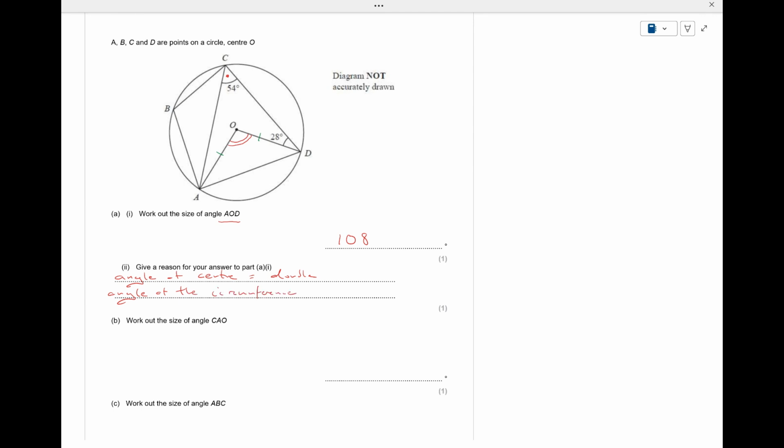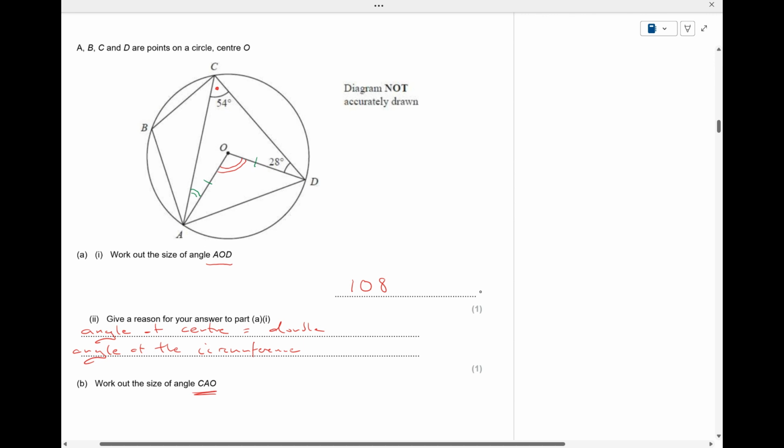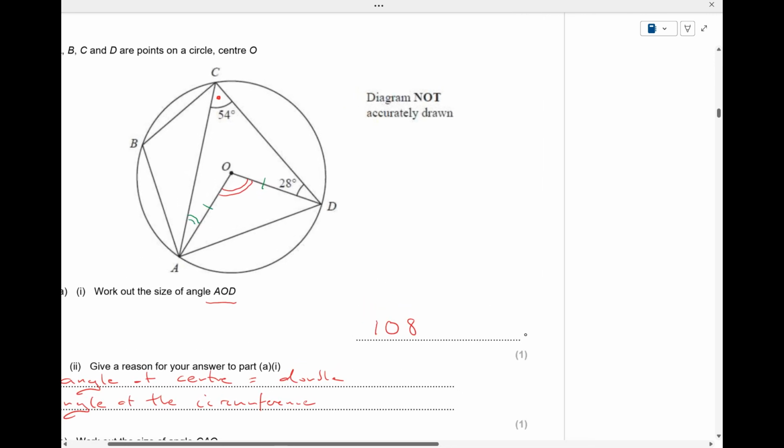Okay. Work out the size of angle CAO. C to A to O. That's this angle here. Right, what are they thinking there, I wonder? Let's have a look at CAO. Well, first of all, let's write this one in. We know that's 108. So we know each of those angles because that's an isosceles triangle, isn't it? So 360 minus 108 is 72 divided by 2, that's 36. That's 36.